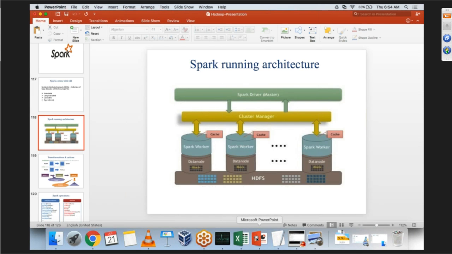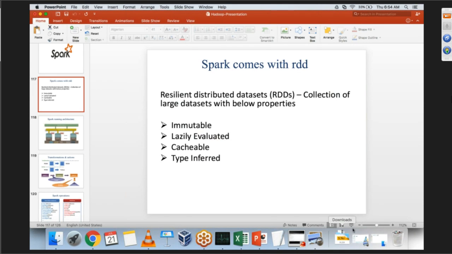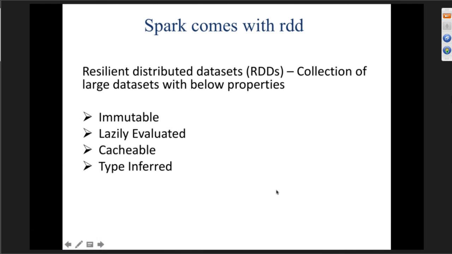Spark and Hue both are the same, but it's different. Hue is just a web interface tool. If I wanted to run queries on top of Hive, rather than logging into the Hive shell, I can execute them from Hue. Hue is just a web interface tool. Spark is an application.